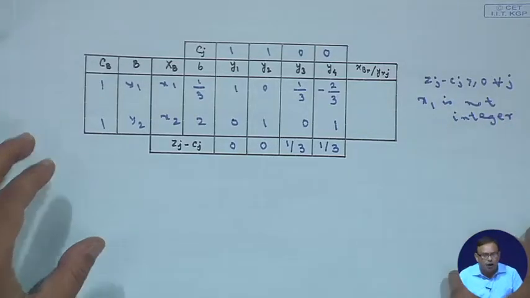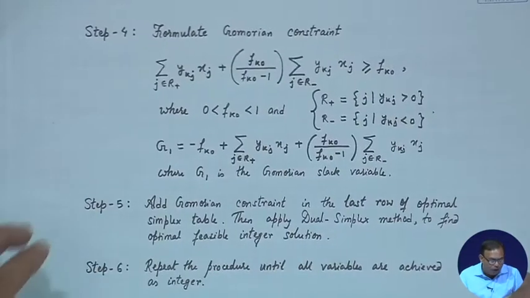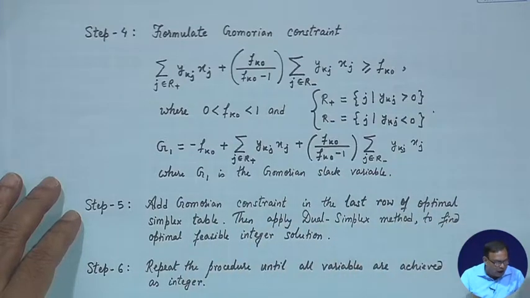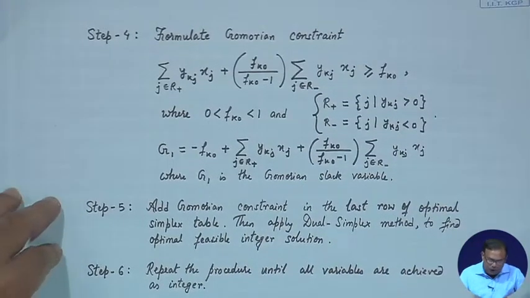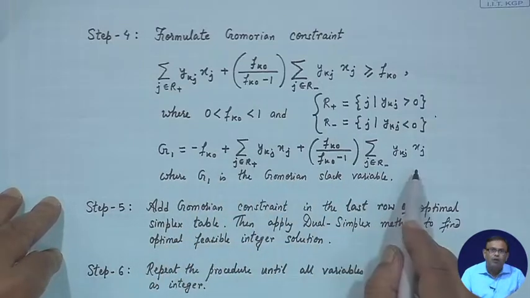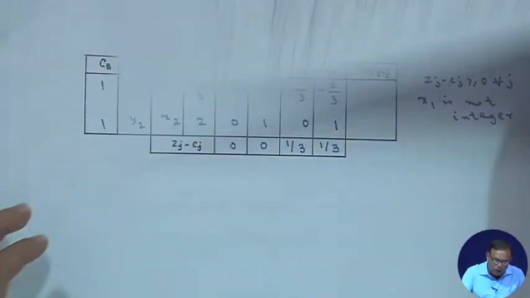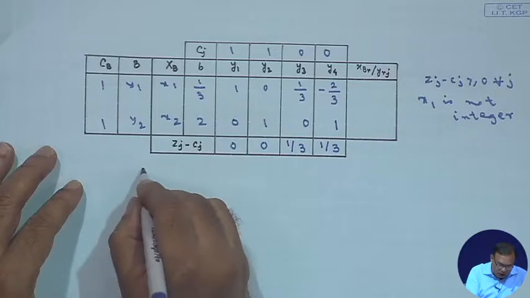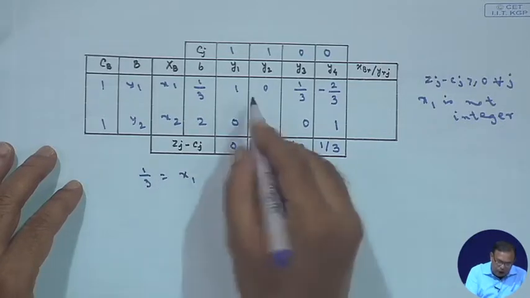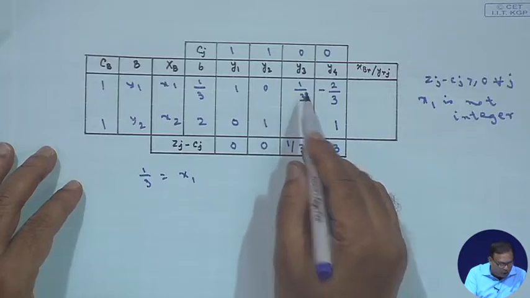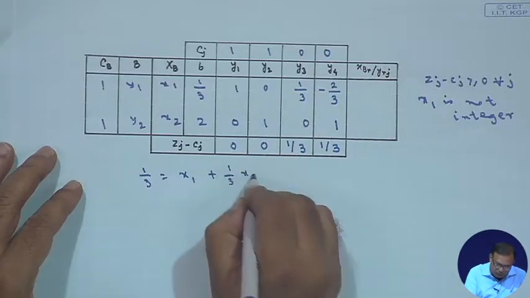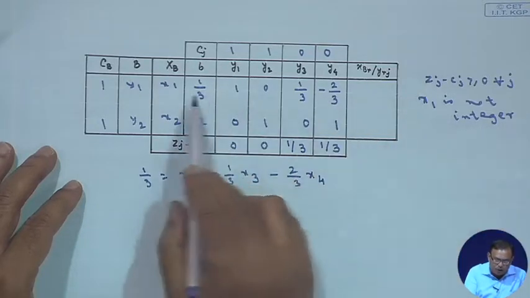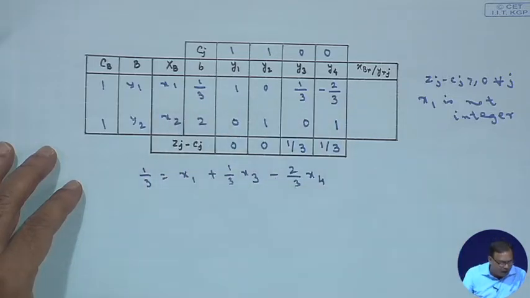Since x 1 is not integer, I have to formulate the Gomorian constraint from this. If you write down, basically I have to formulate this g 1 equals this thing. Corresponding to this equation I can write 1/3 equals x 1 plus 0 into x 2 plus 1/3 into x 3 minus 2/3 into x 4, the row where x 1 has fractional value.